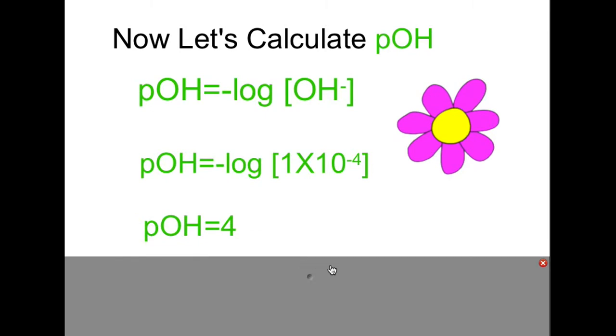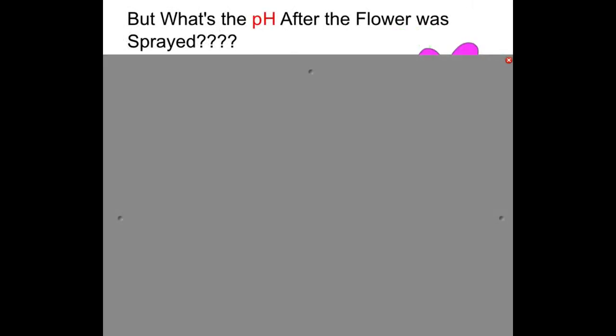Did you get a pOH of 4? If you did, good job. If you didn't, go ahead and look through what you got. So now using that pOH number, let's go ahead and calculate what the pH is. Do you remember how to do that? Well, first let's go ahead and have you walk through the steps.